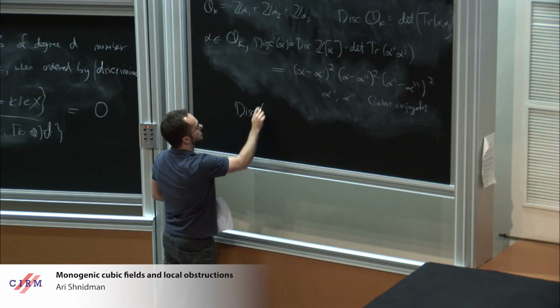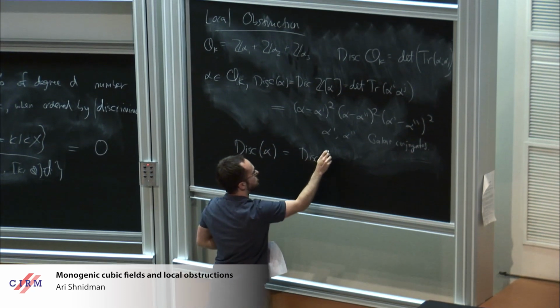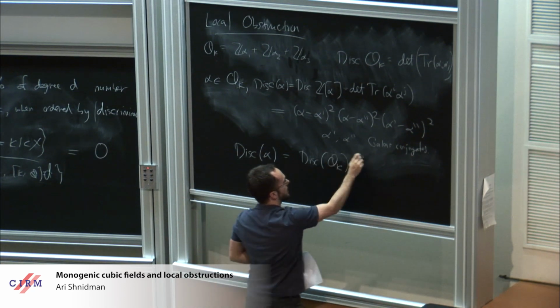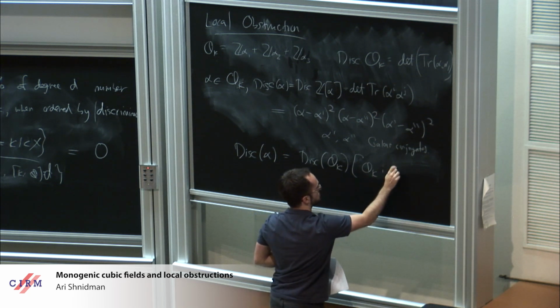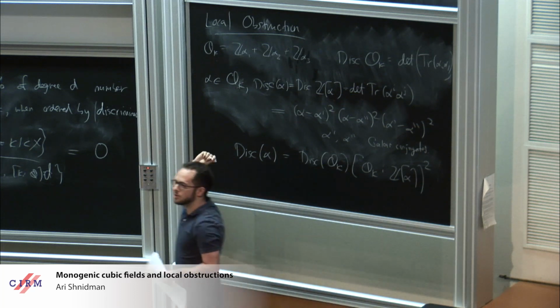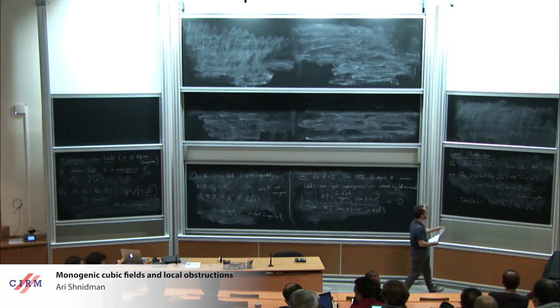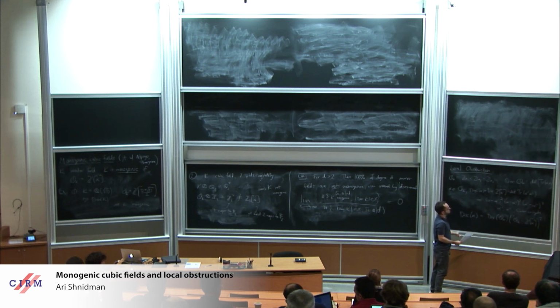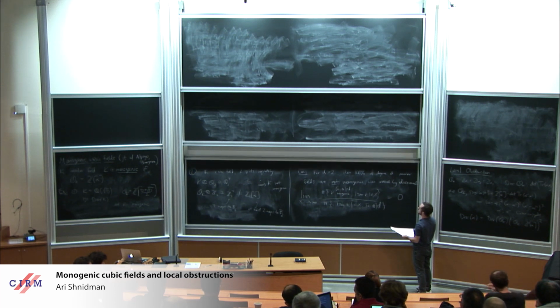And in general, there's this useful formula that the discriminant of the ring generated by alpha is the discriminant of O_K times the index squared. Where again, if alpha is an integer, then I need to interpret that index as 0. And that's what I'll do. OK. So let's see. Let's try to raise one of these.